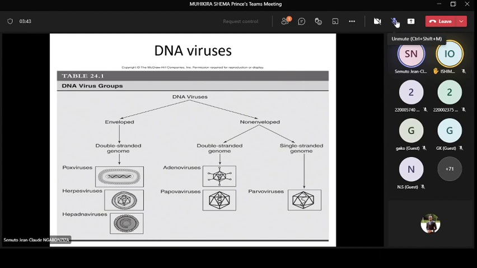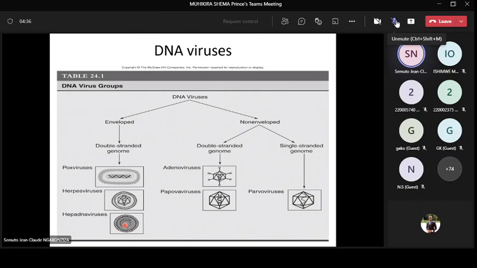So we have two categories, as we said: DNA viruses and RNA viruses. In DNA viruses, we have two categories as well. Going to the structure, some have an envelope and some have no envelope. All enveloped DNA viruses are double stranded. We have poxviruses, the cause of smallpox, which is eradicated completely. We have herpesviruses, there are many herpesviruses. We have hepadnaviruses, and you remember hepadnaviruses: this is hepatitis B virus. So these are the only three enveloped DNA virus families.